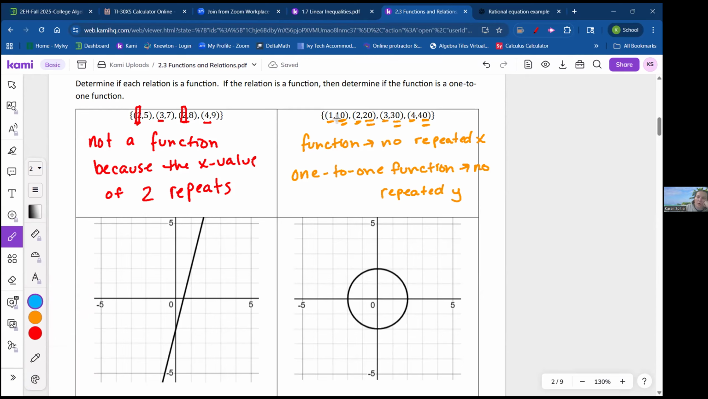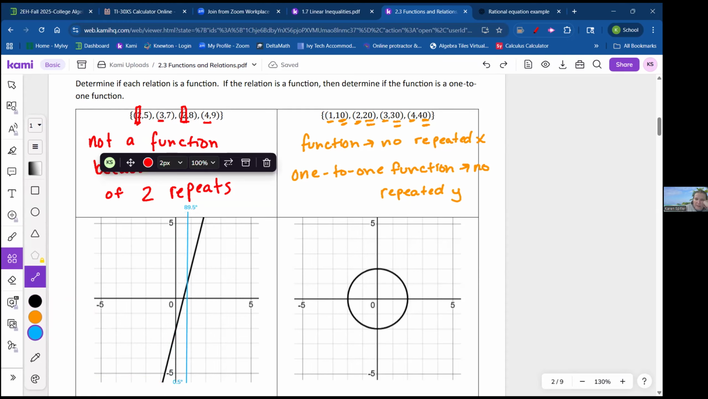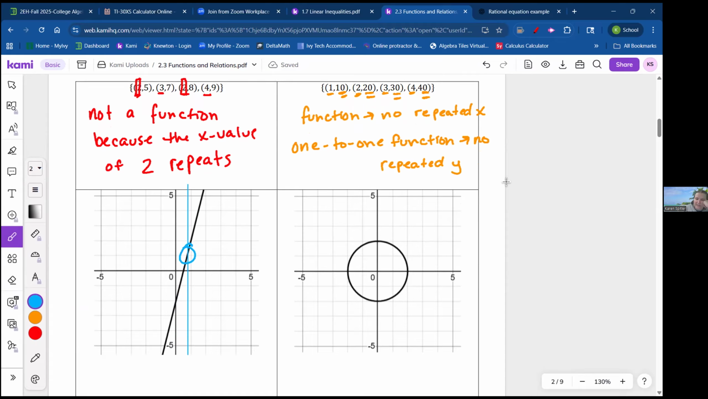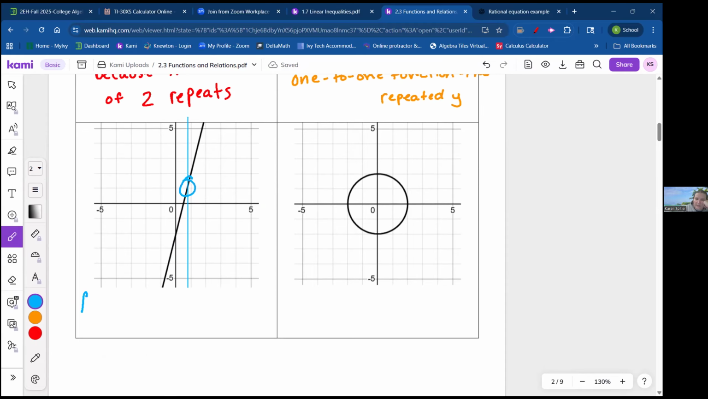So if you're given a set of ordered pairs, that's how you determine it. If you're given a picture of a graph, you're going to draw a vertical line, preferably a straight one. Let me use my little tool here. Okay. So there's my vertical line. There it is. All right. So this guy is a function because it passes the vertical line test.